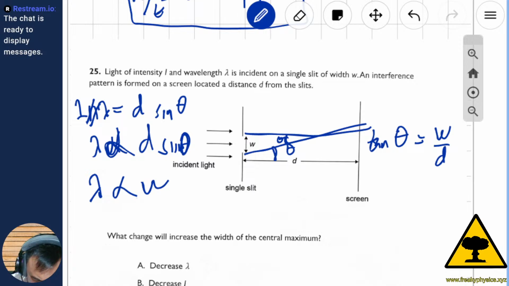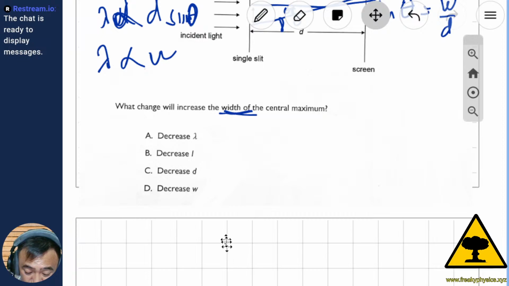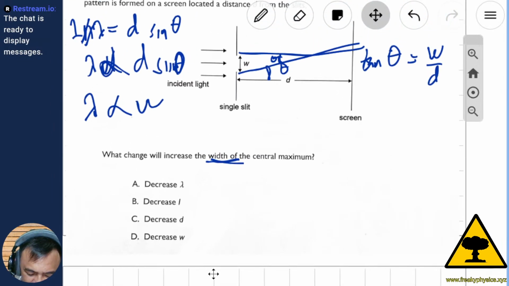So the answer here is what change will increase the width of the central maximum. There are several ways you can do it. Let's take a look. If you increase W, it will... Ah, okay, hold on. Give me a moment. I just realized the other options are not like that. So here's the thing. Doing it with the equation is kind of difficult. You really have to do a lot, right? So let's do intuitive sense first.